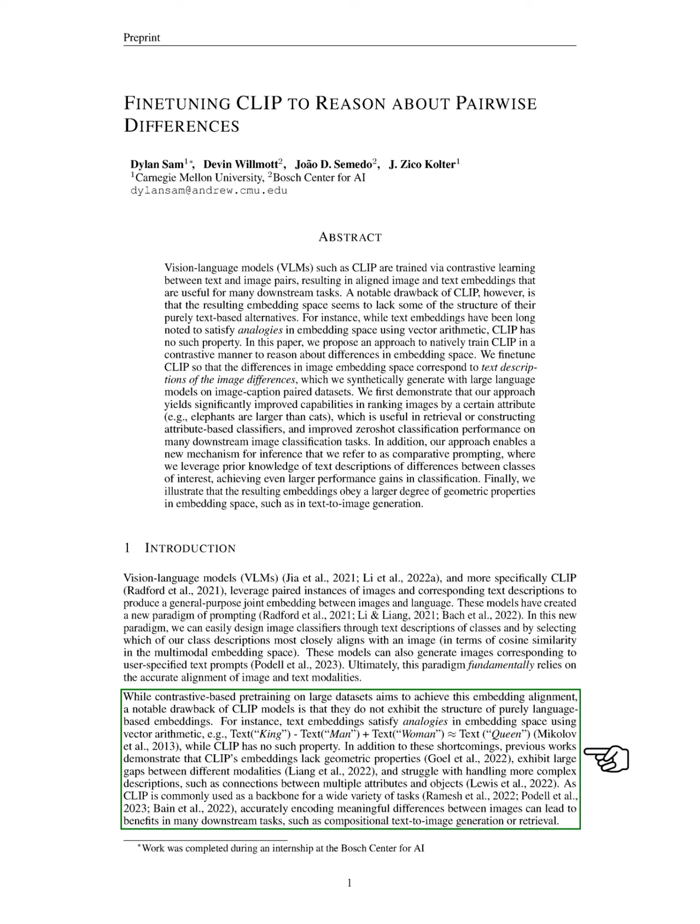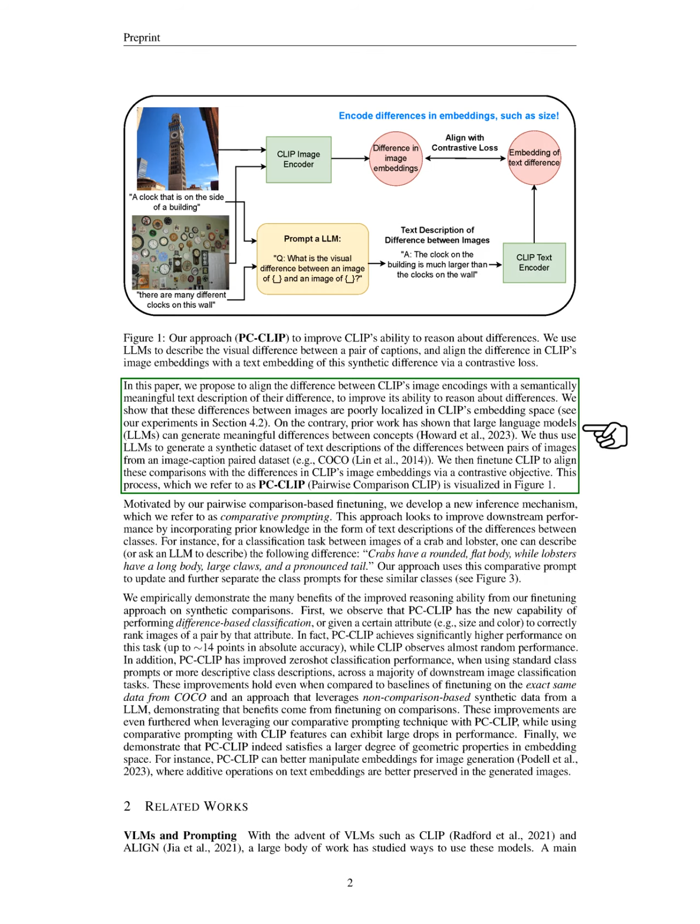Since CLIP is widely used for various tasks, accurately capturing meaningful differences between images can enhance performance in tasks like text-to-image generation and retrieval. We propose to align the differences in CLIP's image encodings with meaningful text descriptions of those differences to improve its reasoning about them. Our experiments reveal that these differences are not well represented in CLIP's embedding space.